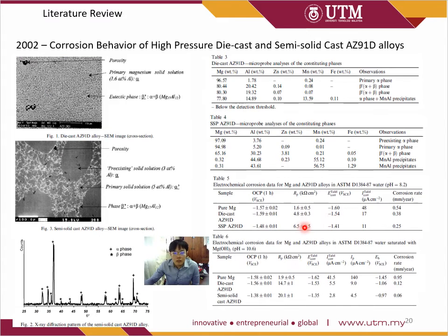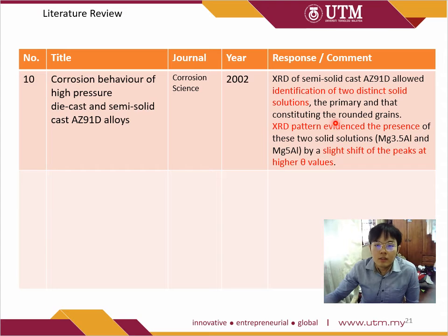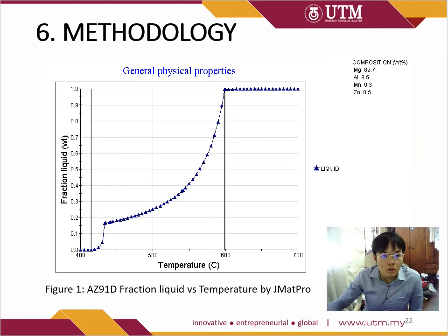And this paper has shown that the semi-solid processed SZ91D has a much lower corrosion rate compared to the die-cast SZ91D. The XRD pattern evidences the presence of two solid solutions by a slight shift of the peaks at higher delta theta values. This is the general physical properties of SZ91D that are obtained from JMatPro software.